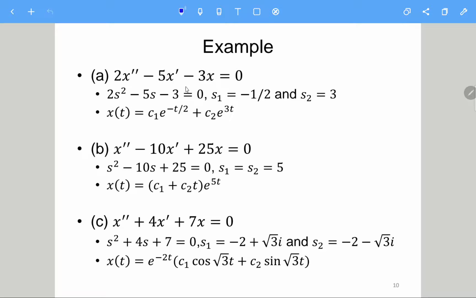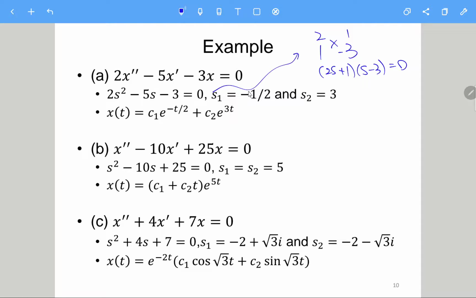And of course you can do some factorization. It is like 2, 1, 3, 1, and then you have minus here. So you have minus 5, minus 6 plus 1 is minus 5. So you have 2s plus 1 times s minus 3 equals 0. So you have s1 to be minus 1 over 2, s2 to be 3.